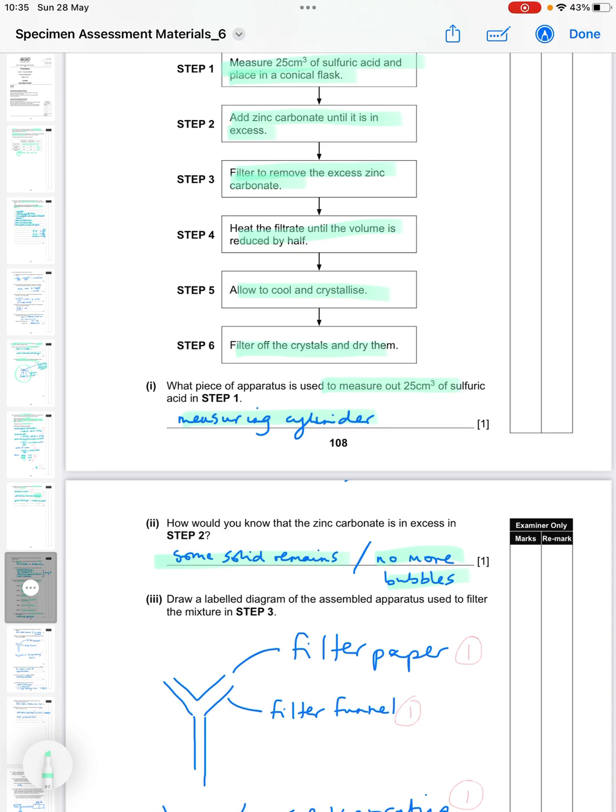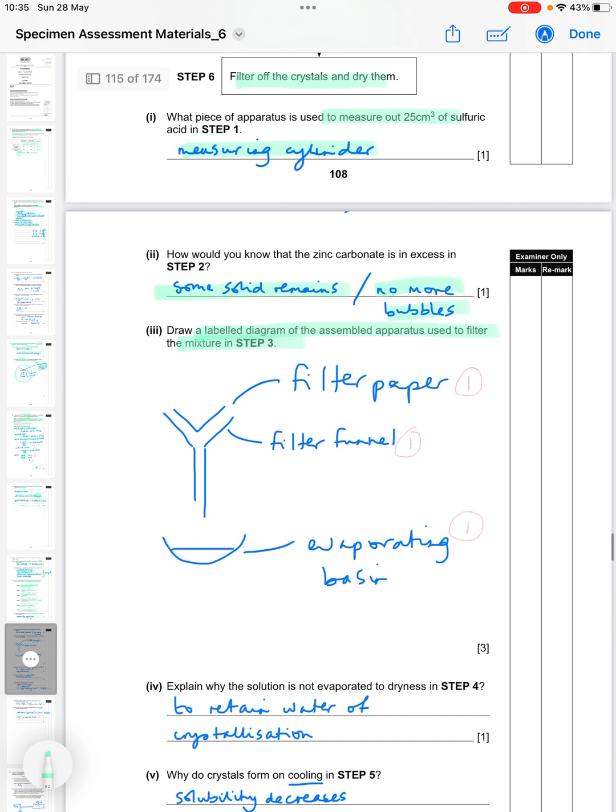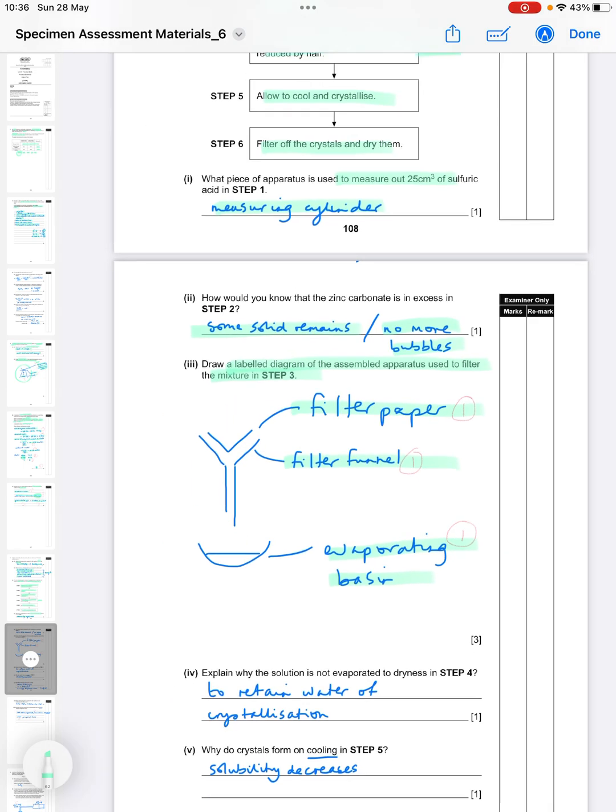Then draw a labelled diagram of the assembled apparatus used to filter the mixture in step 3. So step 3, you're filtering the excess zinc carbonate, and then in step 4, which is next, you're heating it to reduce it by half. So what the mark scheme was looking for was your filter paper for 1 mark, your funnel for the 2nd mark, and then an evaporating basin for your 3rd mark. Now normally you would filter into a conical flask, and that's what I would expect to see, but here, because it's going to evaporate next, they've accepted evaporating basin.